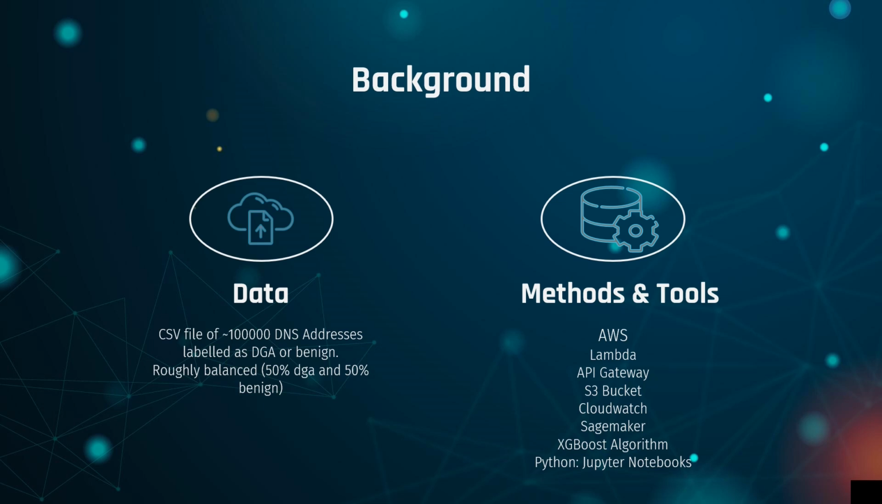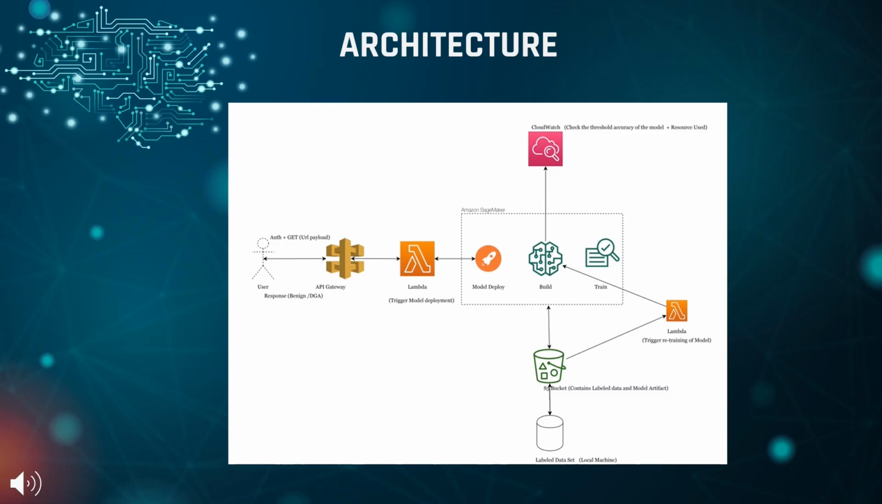Next, we come to a block diagram which will be explained by Kshitij. Now we will talk about the architecture of this model. In this architecture, the details the user needs to provide are authentication and URL details as payload, and the user can expect a response as benign or DGA for the respective URLs. The API Gateway, upon authentication, calls Lambda, which invokes SageMaker where the model is deployed. The model or artifact is then loaded from the S3 bucket to the endpoint. Finally, the user gets a response based on the URLs if it is a benign or DGA URL.